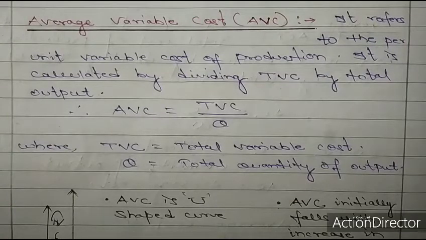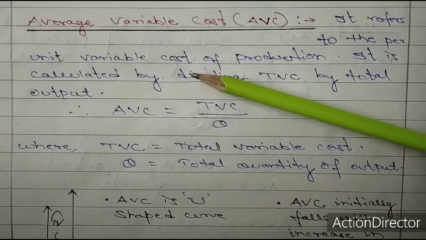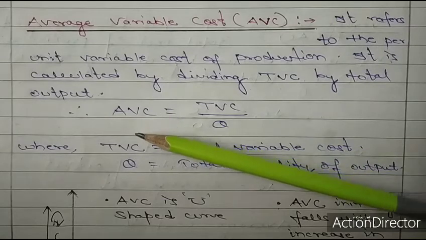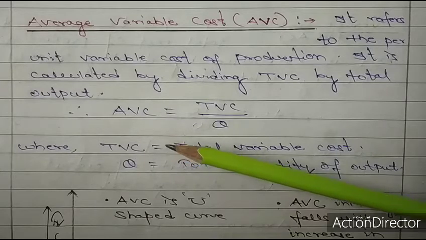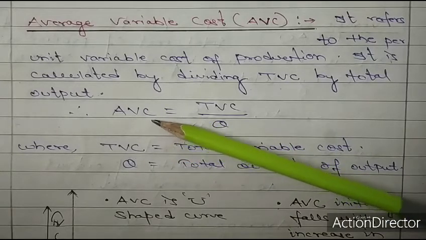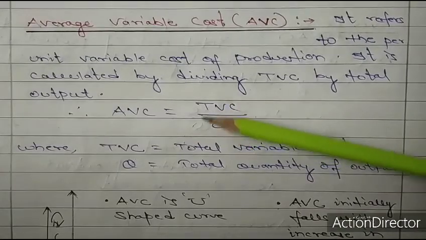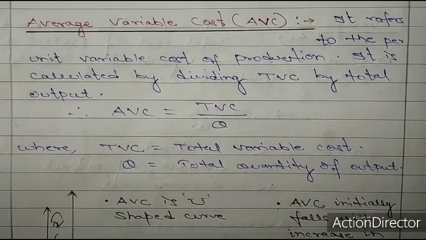Average variable cost refers to the per unit variable cost of production. It is calculated by dividing TVC by total output. In the same way as we discussed AFC, average fixed cost, which was TFC by output, AVC is equal to TVC by Q. TVC is total variable cost, Q is total quantity of output, and AVC is average variable cost.